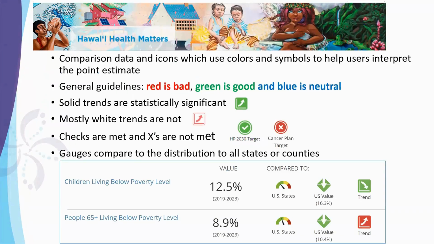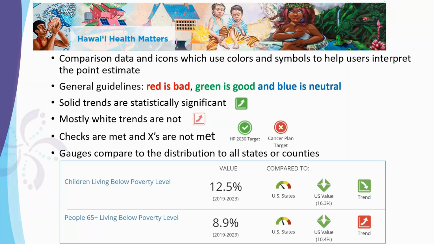I just want to go over some of the basics for Hawaii Health Matters for people who aren't familiar with it. So as I mentioned, this is a really great site for people who might not love numbers, maybe need a little bit more context around them. So this site uses comparison data and icons that incorporate colors and symbols to help users interpret the point estimate. So in general, red is bad, green is good, and blue is neutral. When you see a solid box with an arrow, that tells you there's a statistically significant trend. When the box is white, it's a trend, but it hasn't quite reached statistical significance.